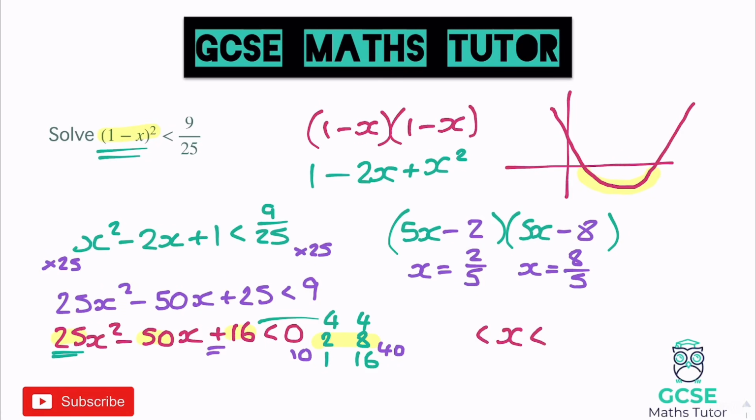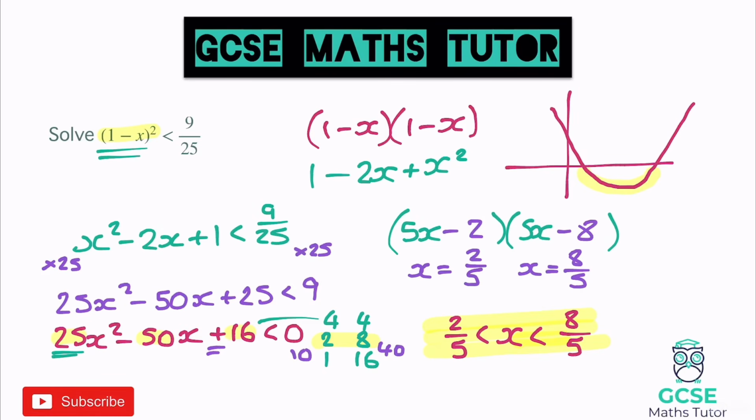We put the smaller value on the left, 2/5, and the larger value on the right, 8/5. So our solution can be anywhere between 2/5 and 8/5, not inclusive, obviously, as we've not got the equal to symbol on our inequality. So that's our final answer: x has got to be between 2/5 and 8/5, and that's how we write our answer. There's our first question.